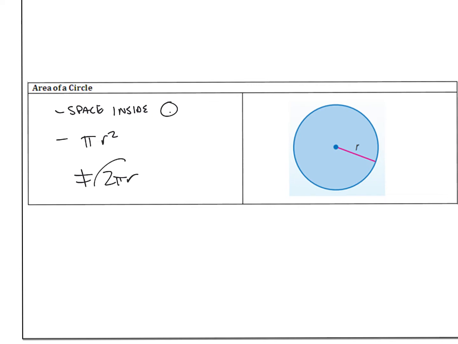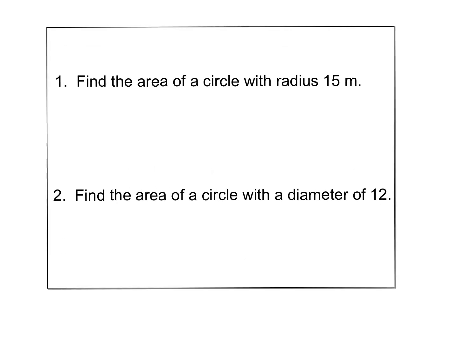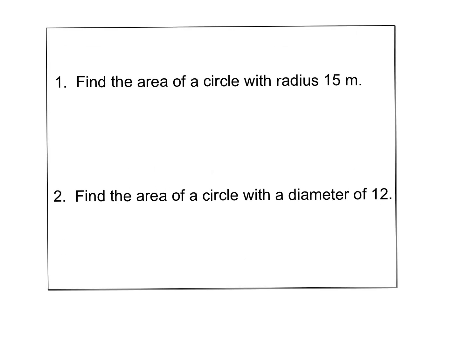2 pi r is not correct. That gives you the circumference, not your area. Your area will be pi r squared. So pi r squared will give you your area. Now, when we talk about a sector, well, I guess we're not ready for that yet. Never mind. So very, very simply, how do we figure out the area of this?